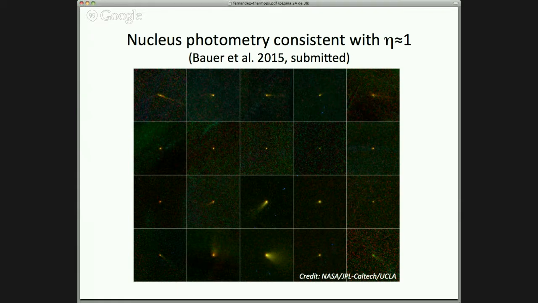People are working on that now to try and understand the properties of everything in the WISE database. There's going to wind up being 150 objects or something like that. And they're also not just JFCs, but there are Halley types and long period comets in the WISE database also.